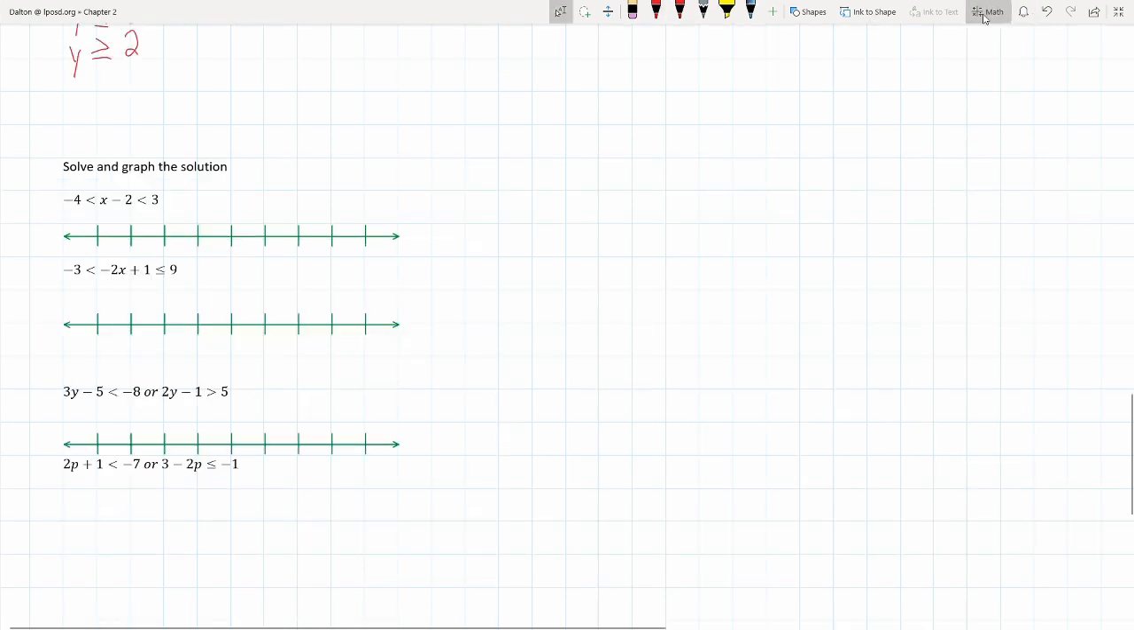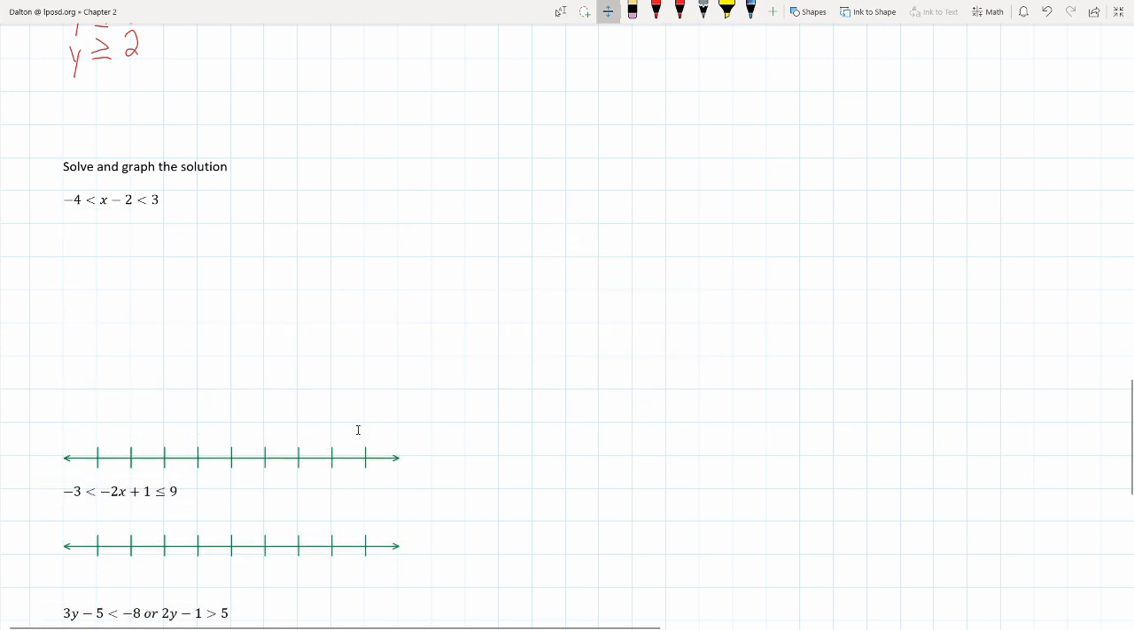All right. So what we need to do here is solve and graph the solutions. So I'm going to spread this out a little bit because we're going to have to do a little bit of work. This one looks a lot different from what we've seen before. So we have negative 4 is less than x minus 2, which is less than 3.